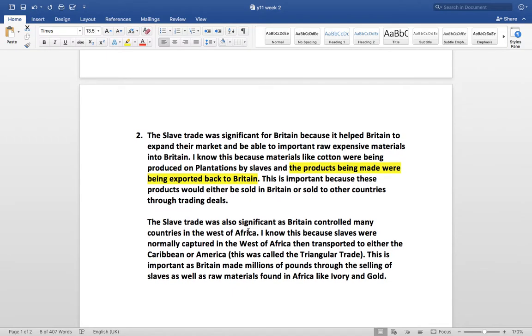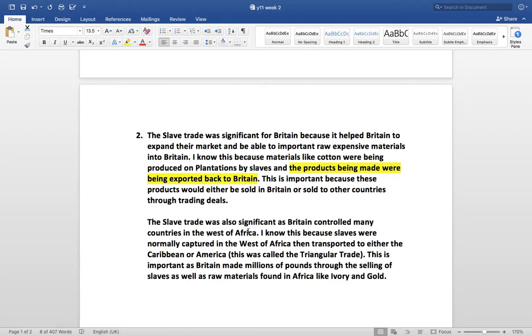The slave trade was significant for Britain because it helped Britain to expand their market and be able to import raw, expensive materials into Britain. Yes, it did. That's an excellent point. I know this because materials like cotton were being produced on plantations by slaves, and products being made were being exported back to Britain. So I've highlighted that just because the materials like cotton were being sent back in their raw form, and then they were being sent to British textile factories to create goods and then be sold.